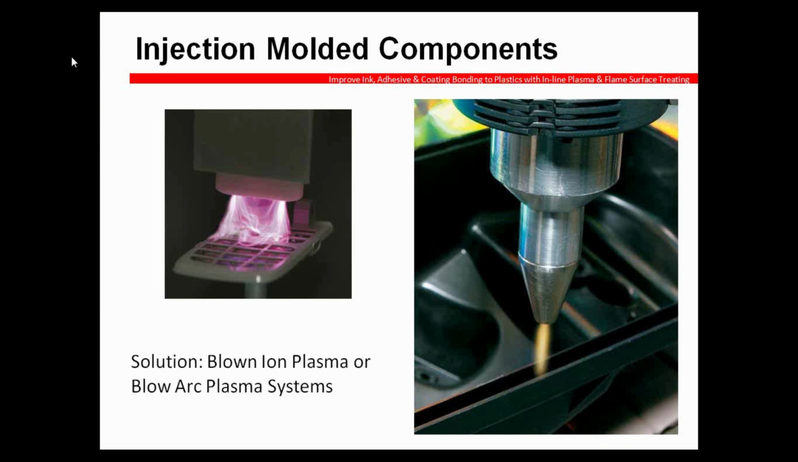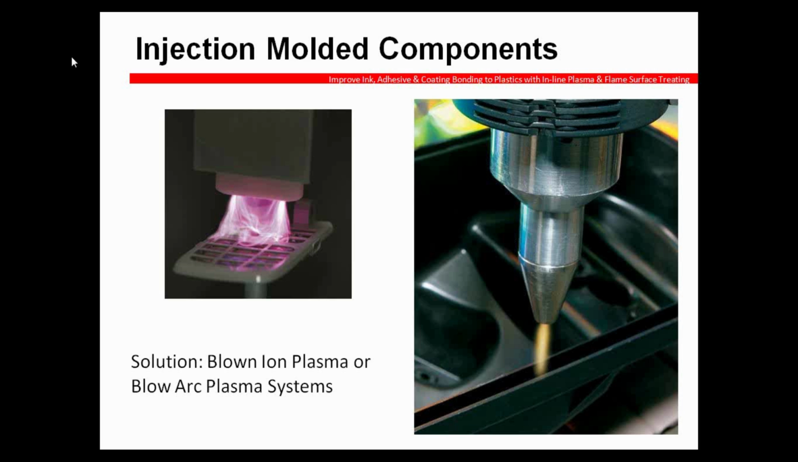So one thing that we see a lot of, and I mean a lot of, are injection molded components. It can be ABS, it can be different types of polypropylene. Some have mold release, some are very tiny, some are very large. Sometimes the customers aren't even really sure what the material is made of, but we're having a hard time bonding to them. More often than not, blown ion plasmas as well as a blown arc plasma system is used in these processes.